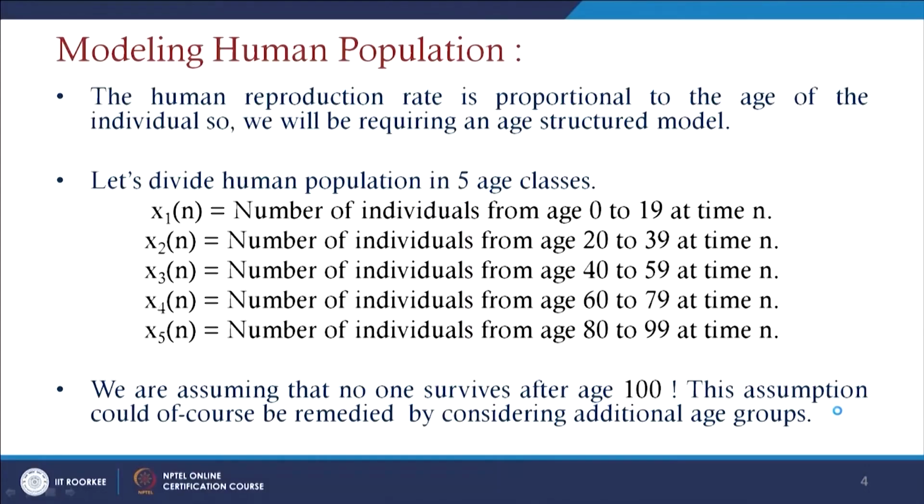If we consider all these assumptions, this assumption can of course be remedied by considering additional age groups, such as those who cannot give birth after a certain age. We can also consider the age after which people die. So those types of constants we can consider in this class of models.